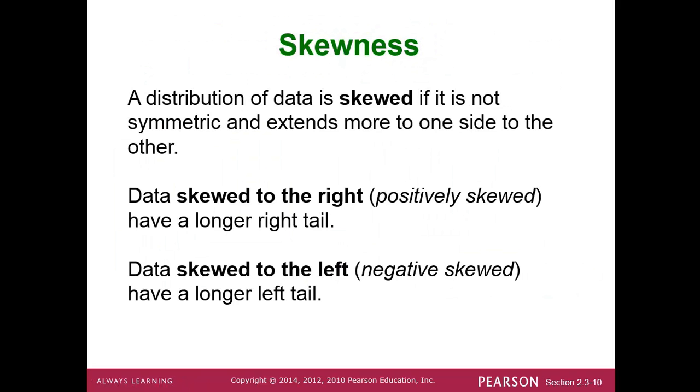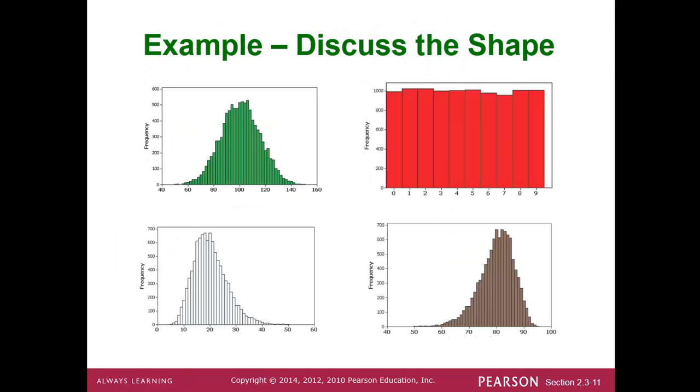Skewness is the term we use if you do not have a normal distribution and if the bulk of the scores extend more to one side or the other. Data skewed to the right, or what we call a positive skew, has a long right tail. So the bulk of the scores are on the left, and then you have a long tail to the right. Data skewed to the left, or negative skewed, has a longer left tail.